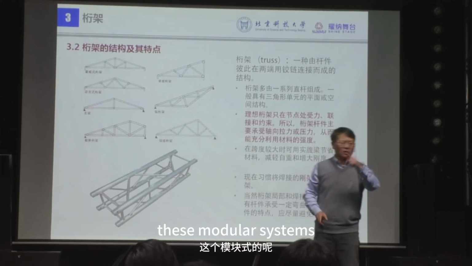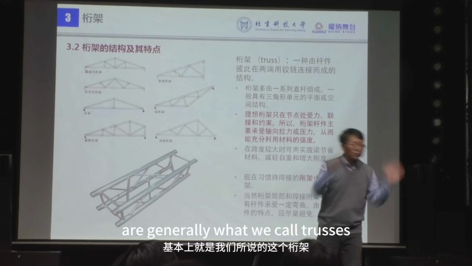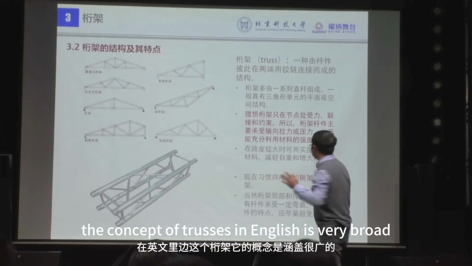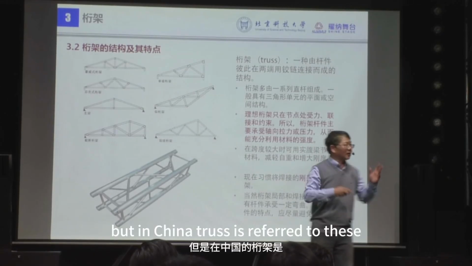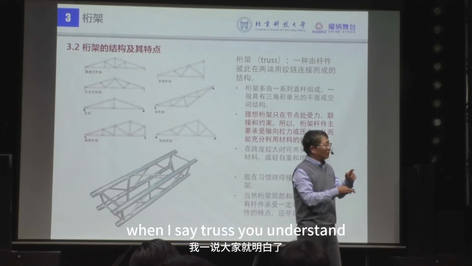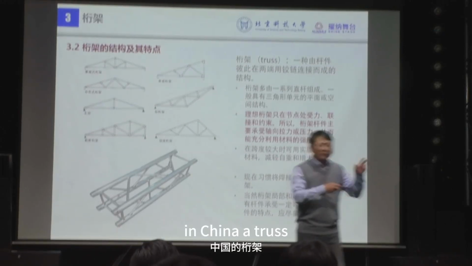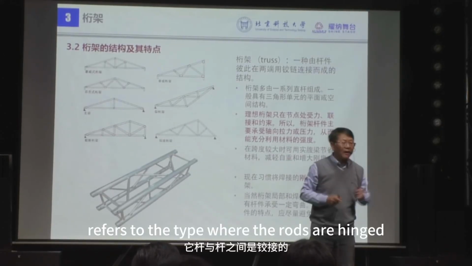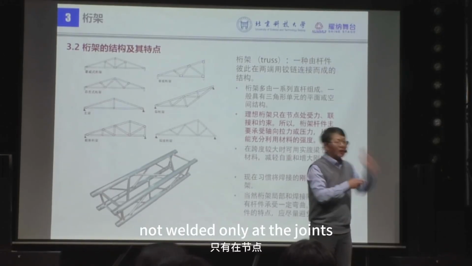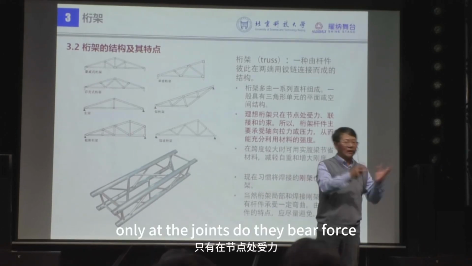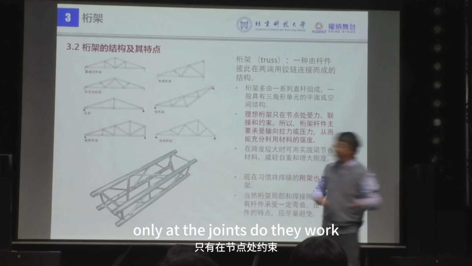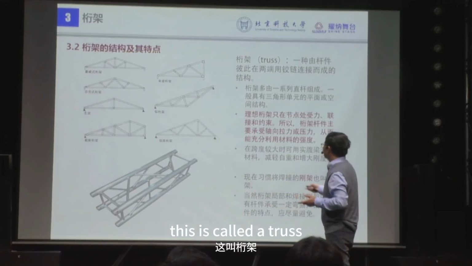These modular systems are generally what we call trusses, trusses in English. Actually, the concept of trusses in English is very broad. But in China, trusses refer to these. When I say truss, you understand. In China, a truss refers to the type where the rods are hinged, not welded, only at the joints. Only at the joints do they bear force, connect, and work. This is called a truss.